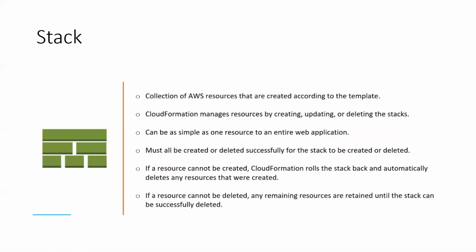Now there are a few components which are very important to understand here. One is stack and the other one is template. Stack is basically the collection of your AWS resources. AWS resources means your S3, your load balancers, EC2, database, whatever you want. All those are created as per the template or whatever you have written in your template. CloudFormation helps you to create those stacks, update those stacks, and delete those stacks.